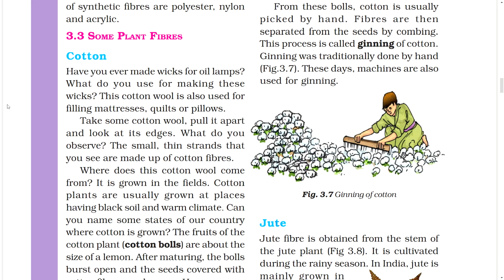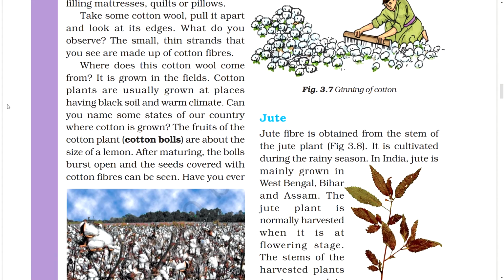Cotton plants are usually grown at places having black soil and warm climate. Can you name some states of our country where cotton is grown? The fruits of the cotton plant, cotton balls, are about the size of a lemon. After maturing, the balls burst open and the sheets covered with cotton fibers can be seen.